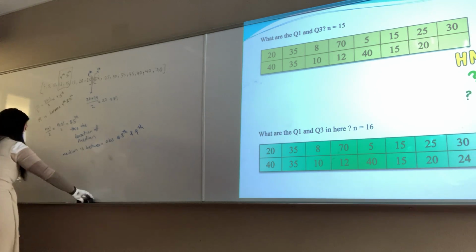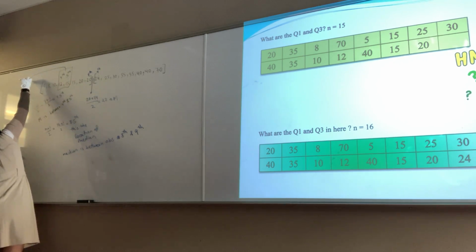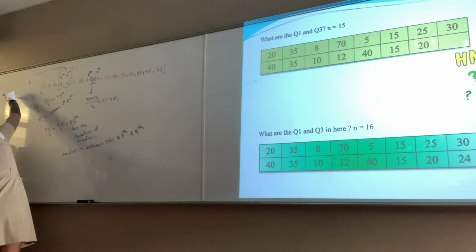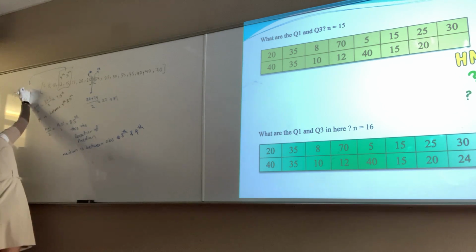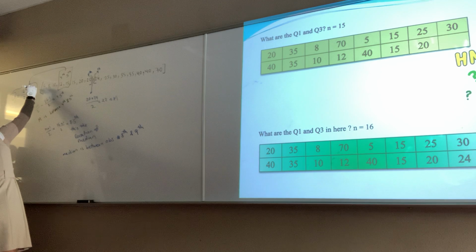I'm going to bring this here and say Q1 is equal to 13.5. So how did you do that? 12 plus 15 divided by 2, which is 13.5, you said? Yes, that's what I got. Correct? Everyone? Yes.